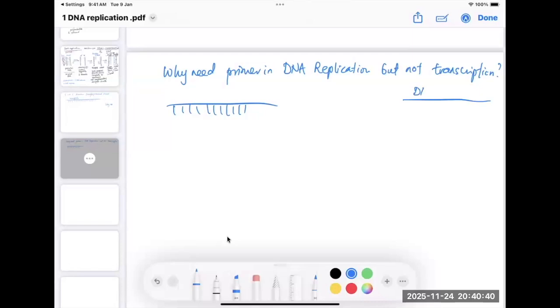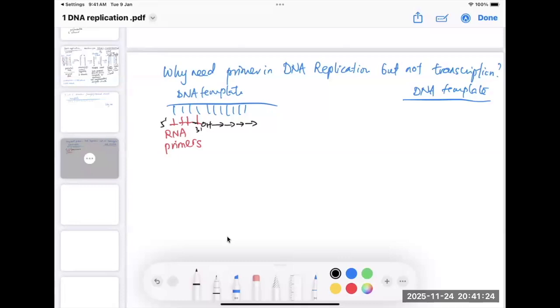Both also use DNA as a template, right? This one also uses DNA as a template. But here you need to add a primer first. So you're actually adding RNA primers, correct? Then only you continue to add. So this is the 3' OH. This is the 5' end. So you add the primer using the primase. Then only you can continue to add the rest of the complementary nucleotides this way.